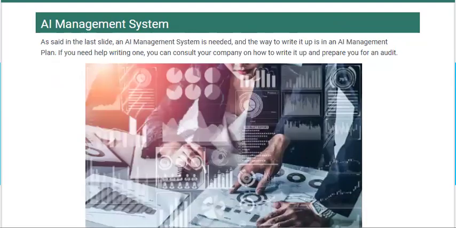AI management system. As said in the last slide, an AI management system is needed, and the way to write it up is in an AI management plan. If you need help writing one, you can consult your company on how to write it up and prepare you for an audit.